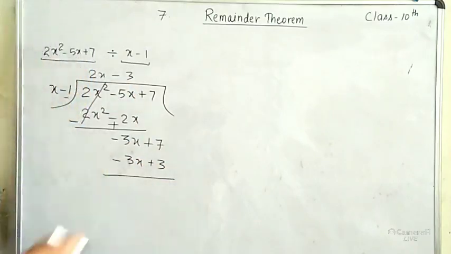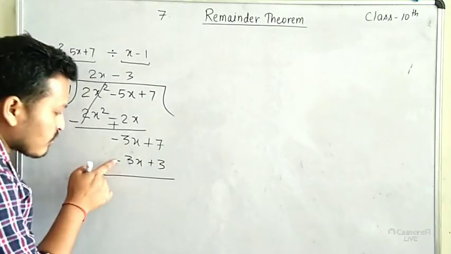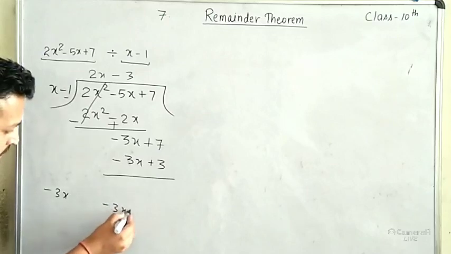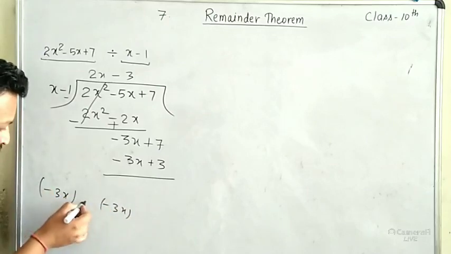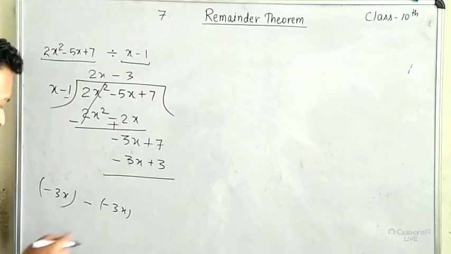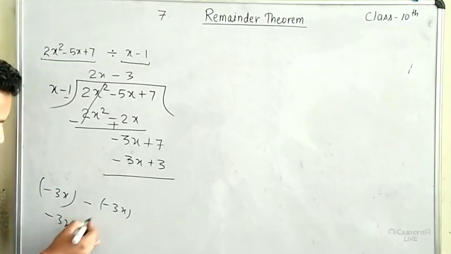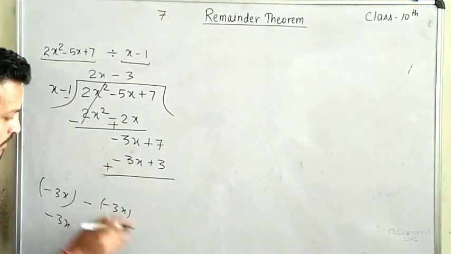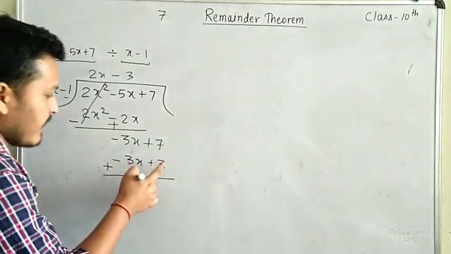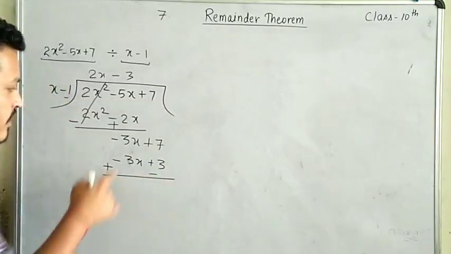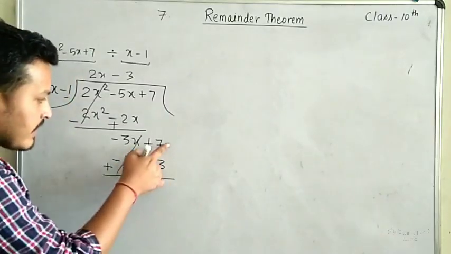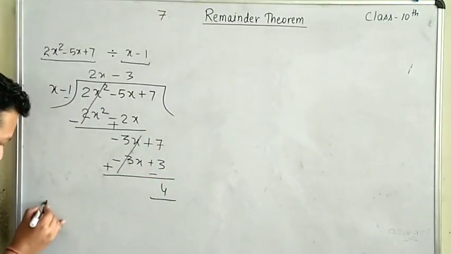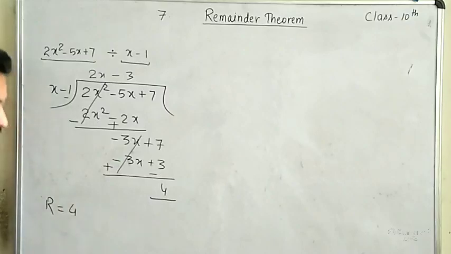Now according to the division we have to do subtraction here. So this is minus 3x and minus 3 is coming here. Between these two numbers, according to the division, there is minus. Minus and minus becomes plus, so minus 3x plus 3x cancels. Now 7 minus 3 is equal to 4. It means our remainder is equal to 4.